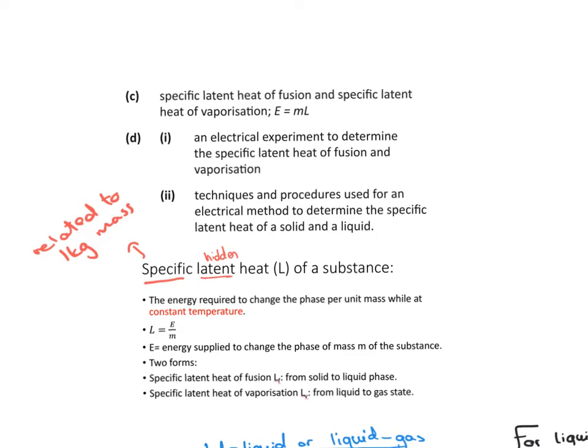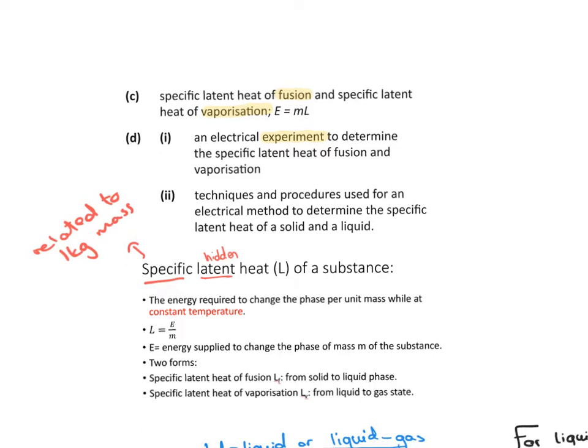Hi everyone. Today's lesson is the last lesson for chapter 14, thermophysics. We'll be looking at specific latent heat, and in particular, we're going to define the specific latent heat of fusion and the specific latent heat of vaporization. We're going to look at an experiment to determine them, and the techniques and procedures used to determine the specific latent heat of a solid and a liquid.